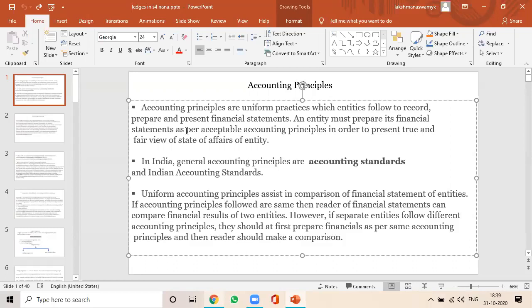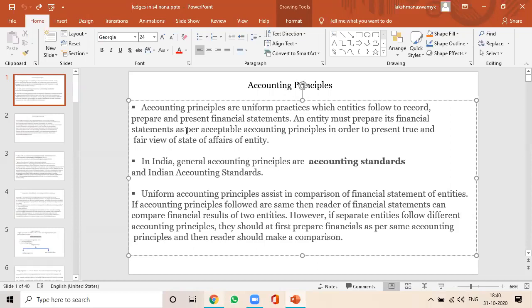These rules and regulations will govern in what way you have to maintain the books of accounts, how you have to process your business transactions, and what accounting treatment you have to give to many business transactions. So all these parameters are maintained uniformly. These are called accounting principles. Every country has its own accounting principles, and in addition to that, there are international accounting standards, right?